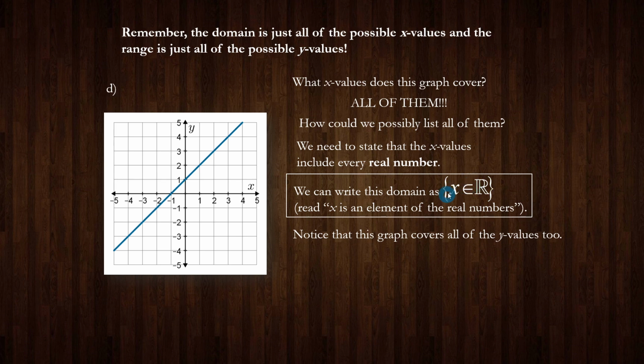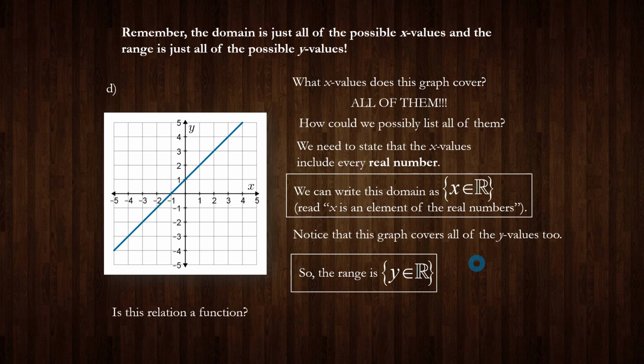So again, we use this fancy notation. The only difference is this time, because we're talking about the range, we're talking about y values, and we want to say y is the entire set of real numbers. Y can be any real number. So y is an element of the real numbers. Don't forget the squiggly brackets because we are talking about a set of numbers. It's just a very large set here.